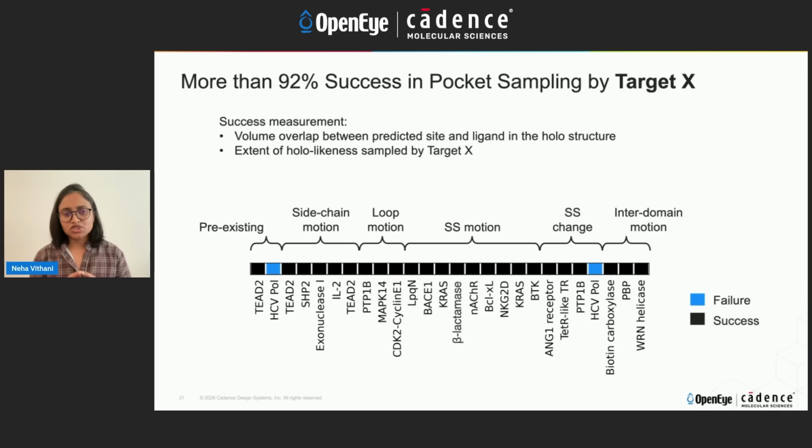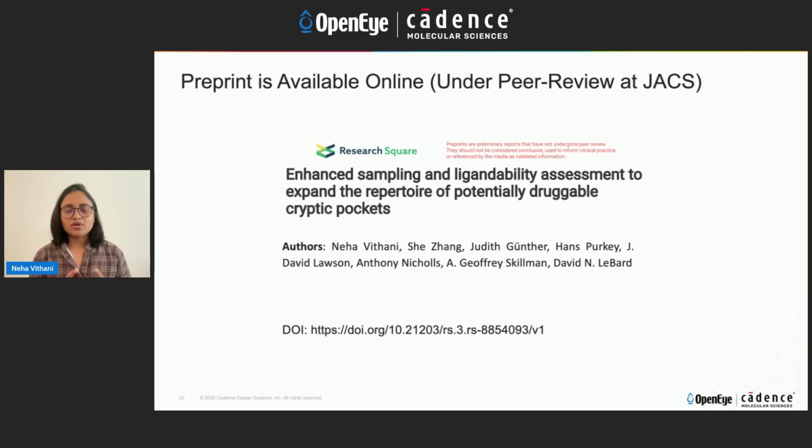The success was measured based on 2 criteria. First, we compute the volume overlap between the predicted pocket by TargetX in the simulated structure and the ligand molecule bound in the holo structure. We also calculate the extent to which TargetX was able to sample holo-like conformation. The ENCORE dataset and our validation of the TargetX method on this diverse dataset is now available as a preprint, which is also currently under peer review at JAX.